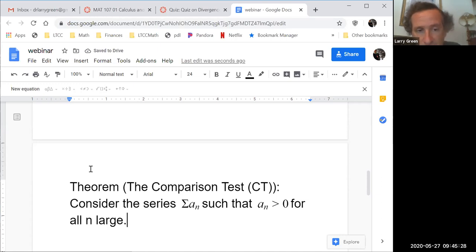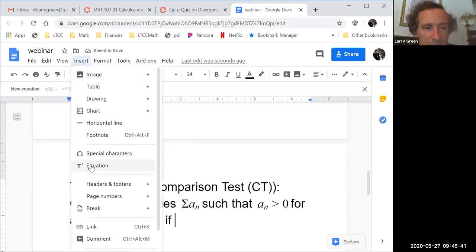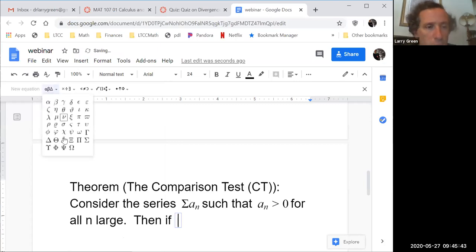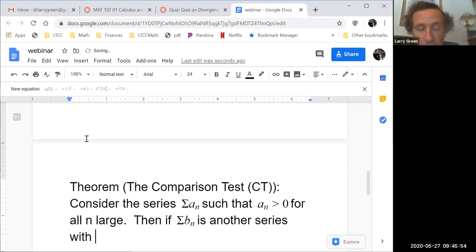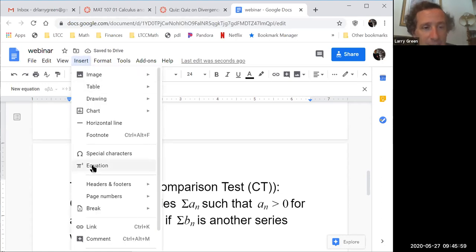Okay, so then if the summation of Bn is another series with Bn greater than 0. Okay, pretty much this whole topic, you got to have positive numbers.